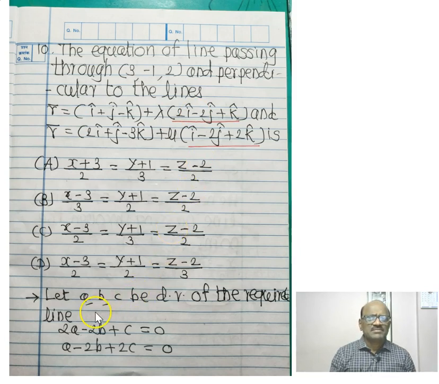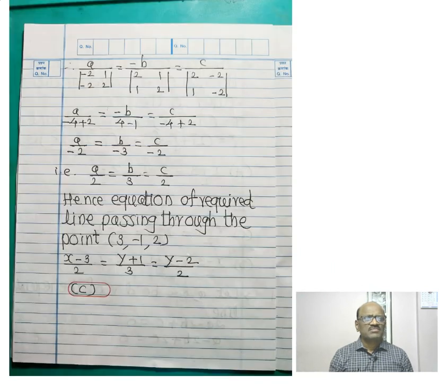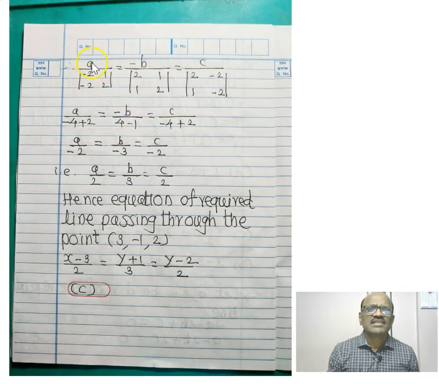Let a, b, c be the direction ratios of the required line. The line passes through this point and it is perpendicular to these lines. Therefore, it is written as 2a minus 2b plus c equals 0. What about the next? a minus 2b plus 2c equals 0. Now we can solve this.